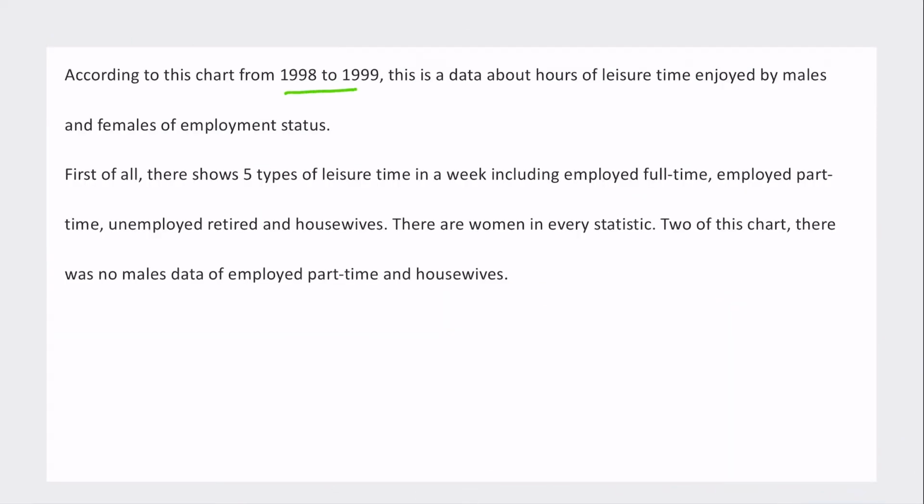According to this chart from 1998 to 1999, this is data. This is a data, so this is data. It's uncountable. This is data about hours of leisure time enjoyed by males and females of differing employment status. First of all, it shows 5 types of leisure time in a week, including employed full-time, employed part-time, and housewives. Okay, so it's not showing 5 types of leisure time. It's showing 5 types of employment and the amount of leisure time they have during a week.